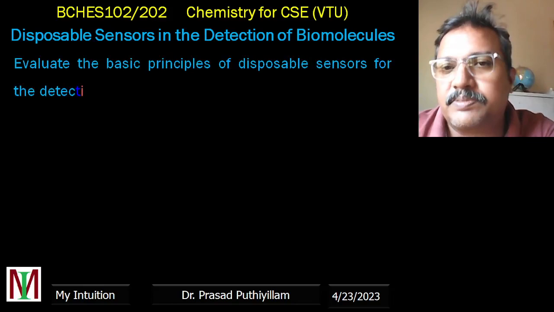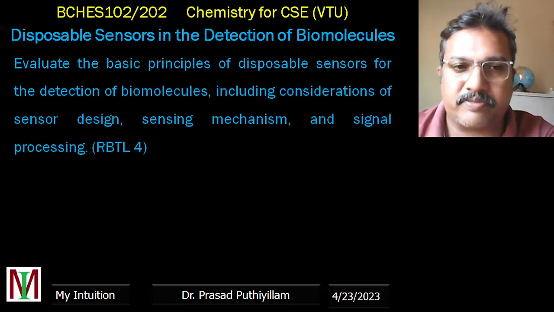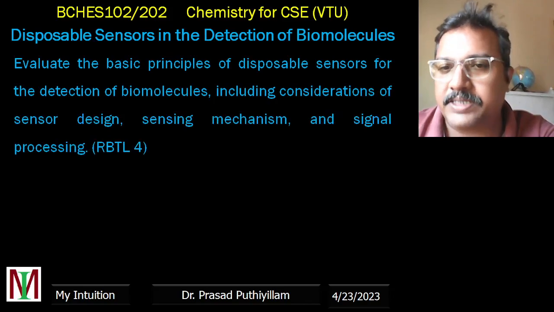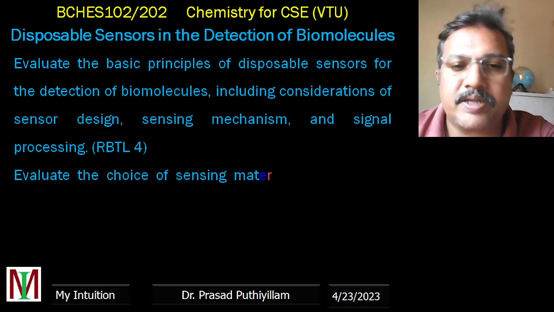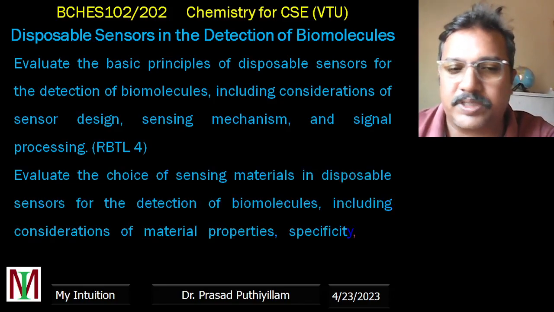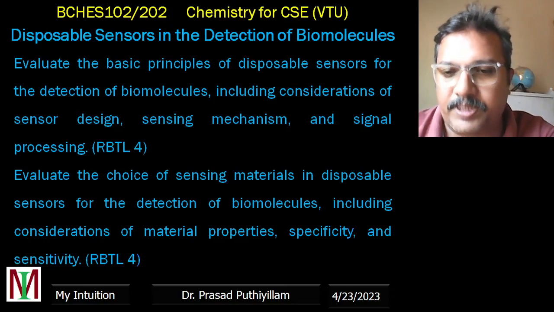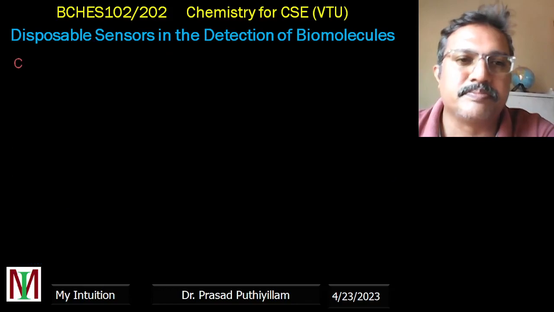Evaluate the basic principles of a disposable sensor for the detection of biomolecule, including consideration of sensor design, sensing mechanism, and signal processing. Another level 4 question. Evaluate the choice of sensing material in disposable sensor for the detection of biomolecules, including consideration of material properties, specificity, and sensitivity. Level 4 question.